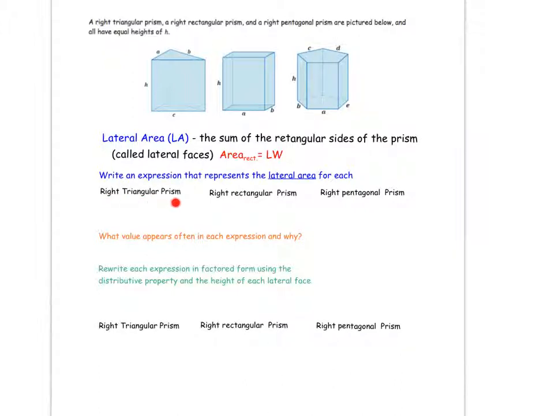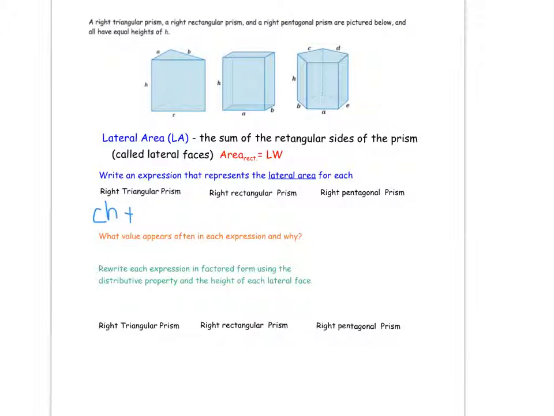So for the right rectangular prism, if we add up all of these sides, this side right here that we can see that's facing us, remember, to find a rectangle, it's length times width. Well, this length is height, because they all have the same height. Height times this right here, which is C. So H times C.